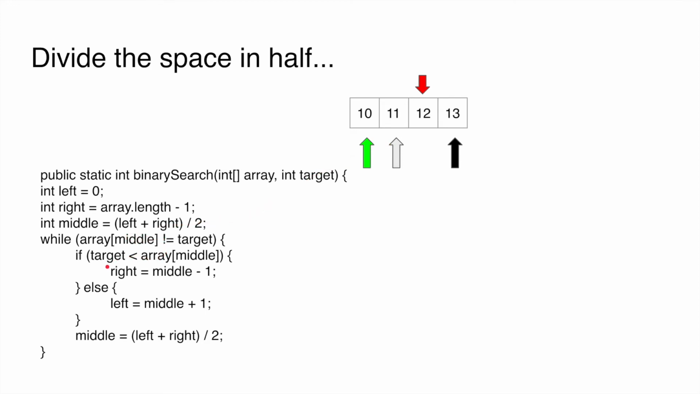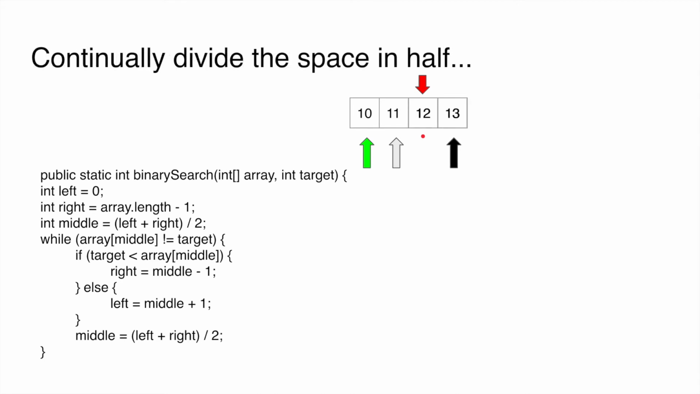I go into my if. Is my target less than? No, it's greater than. So I'm going to make my left be my middle plus 1. This is my left. It's going to be middle plus 1. Then my new middle goes right up to it. So when I check, my middle element is my target. I found it. Yay!